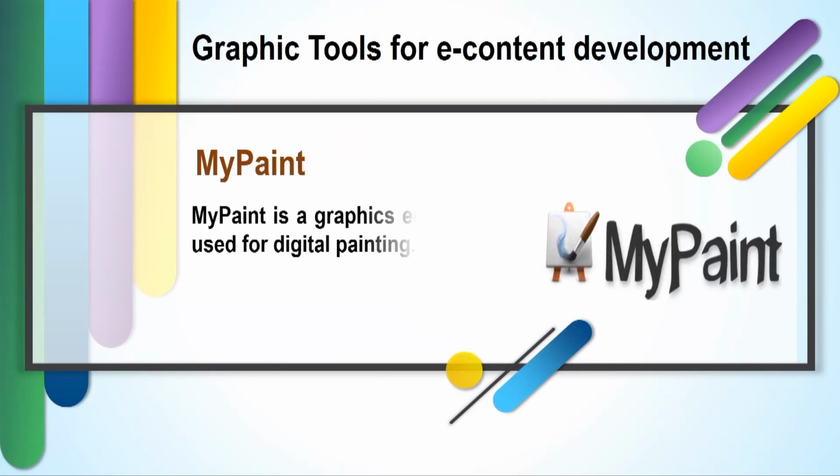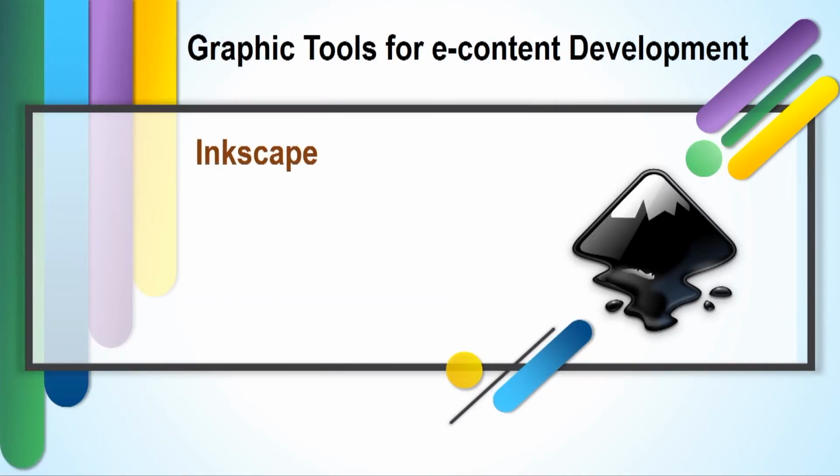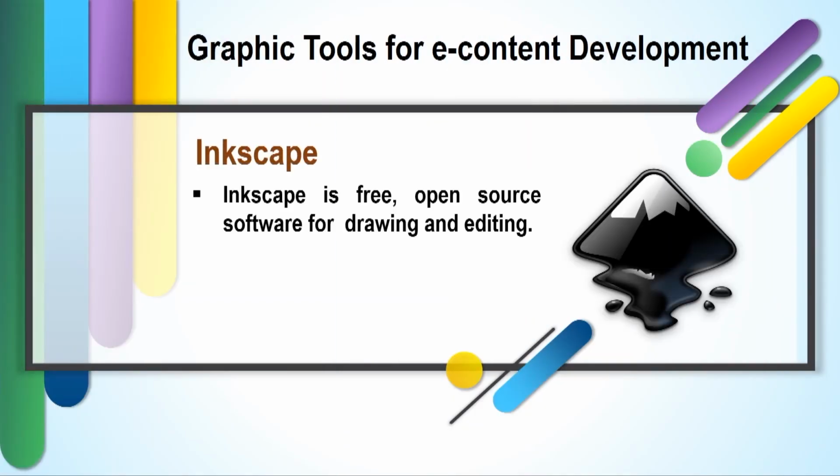Next software is MyPaint. It is a graphic editor software which is generally used for digital painting, and it is also free and open source software. And the fourth one is Inkscape. It is also open source software. The advantage of open source software is that today only you can go to Google and download it and start working. And these software are very user friendly. When you open the user friendly interface of this software, you can automatically learn at your own pace.